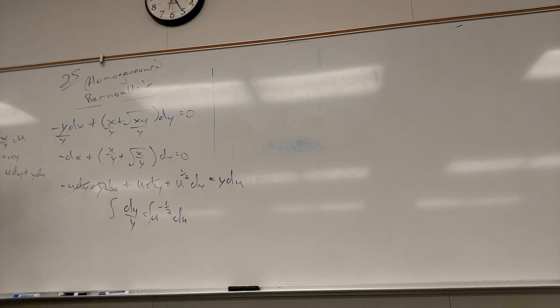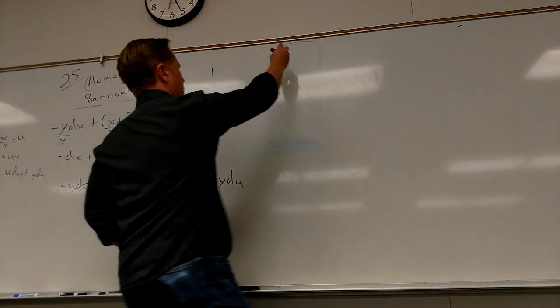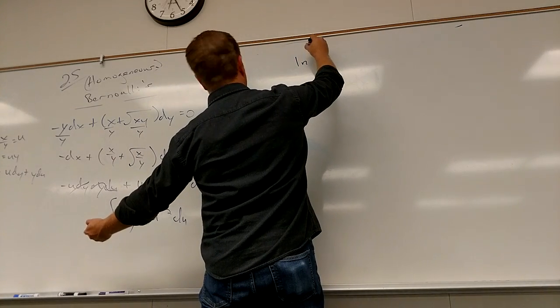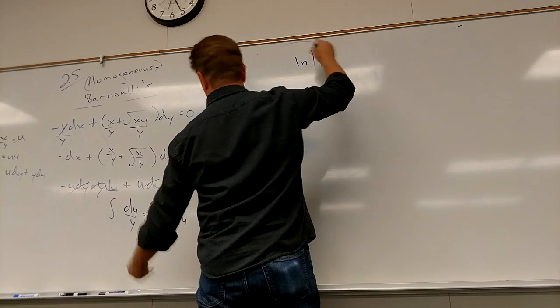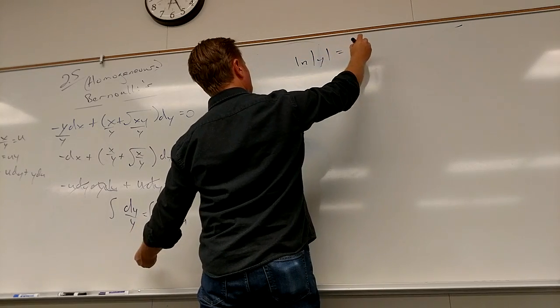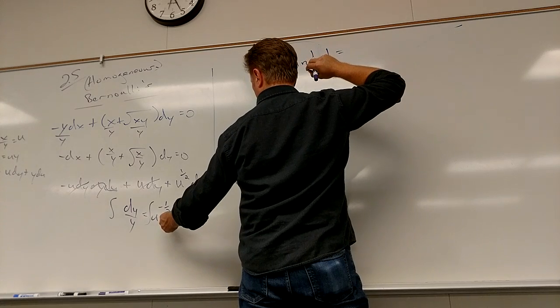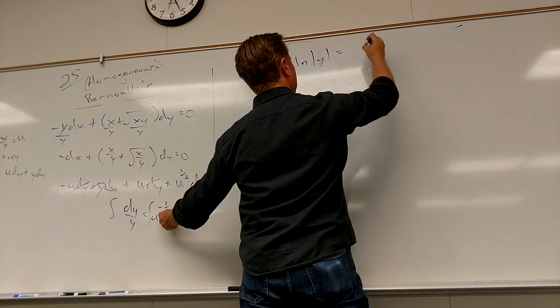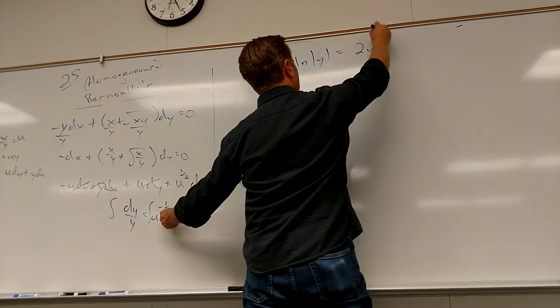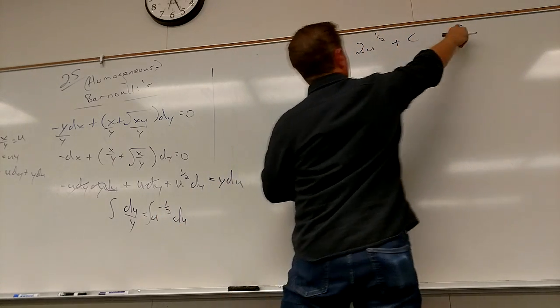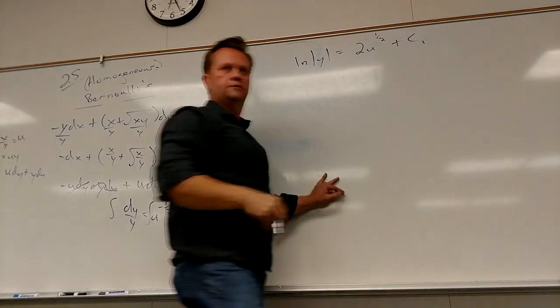I think that's part of what happens. We go, there's got to be a way to make this look better. No. So then I get natural log of y equals 2 over y. Careful now, u to the 1/2. Oh, negative, yeah. So it'll be 2u to the 1/2 plus C. We'll say c1 just to be careful.